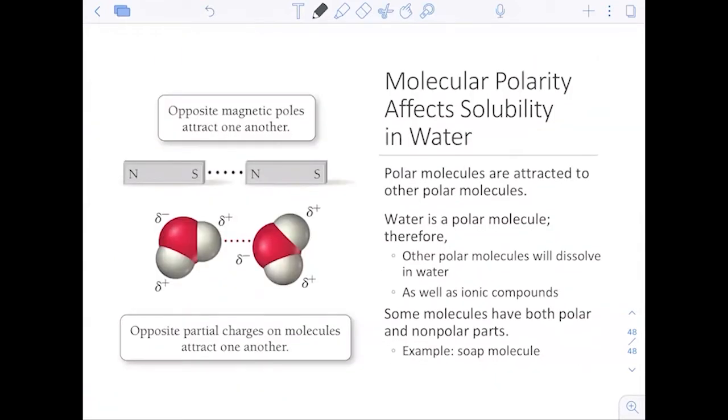Molecular polarity affects water solubility. This is something that we're going to see in general chemistry 2nd semester. Water is polar, therefore other polar molecules are going to be able to react with water, and ionic compounds are great to react here because of this charged nature of the molecule.